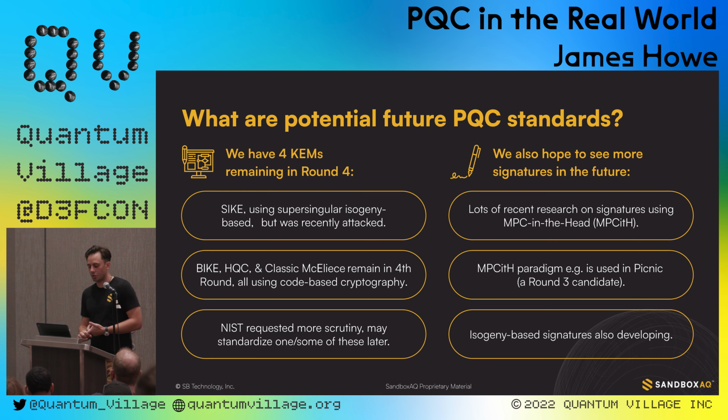And also we get isogeny-based signatures as well. They can be quite slow, but if we get some more orders of magnitude of optimizations, they could be really interesting alternatives to lattices.